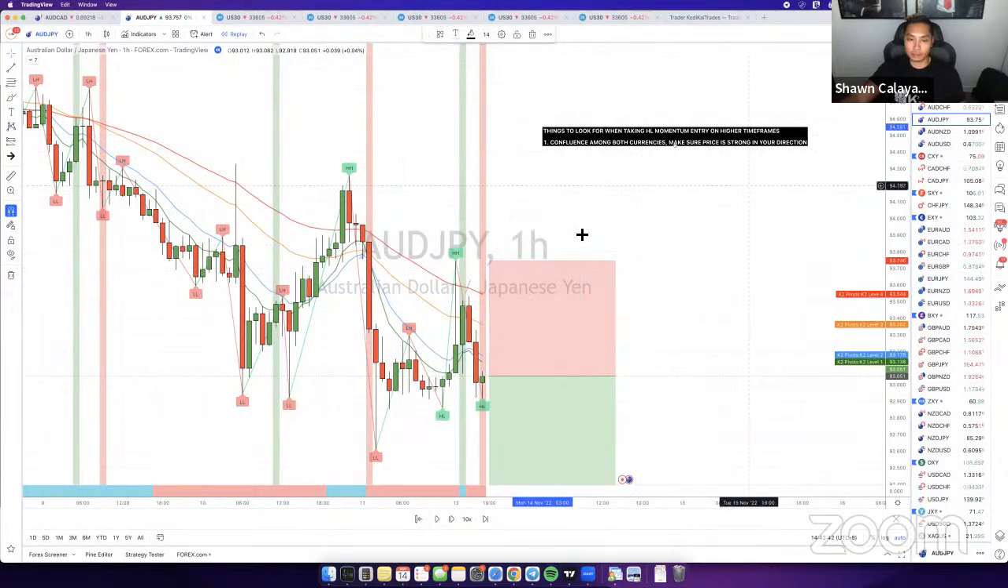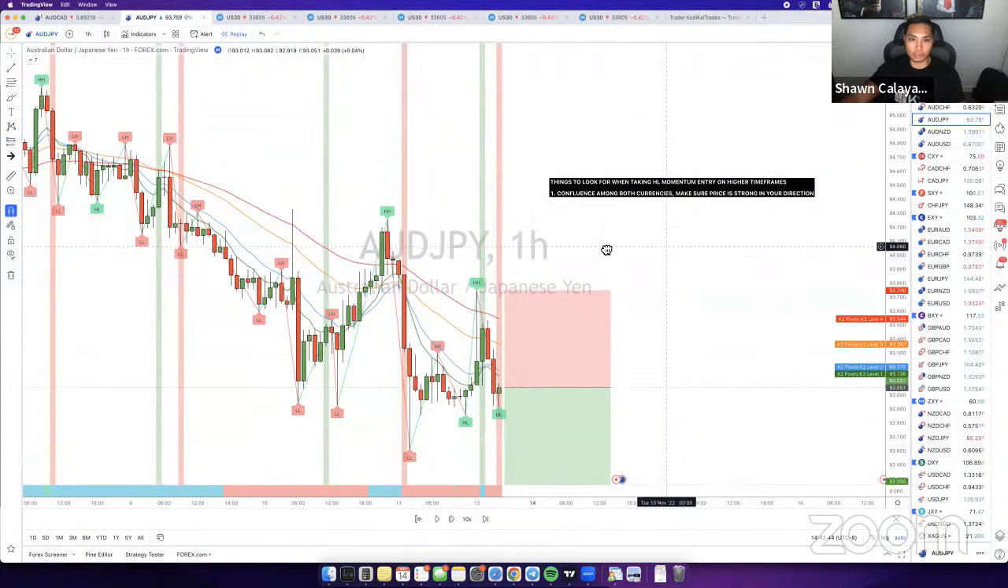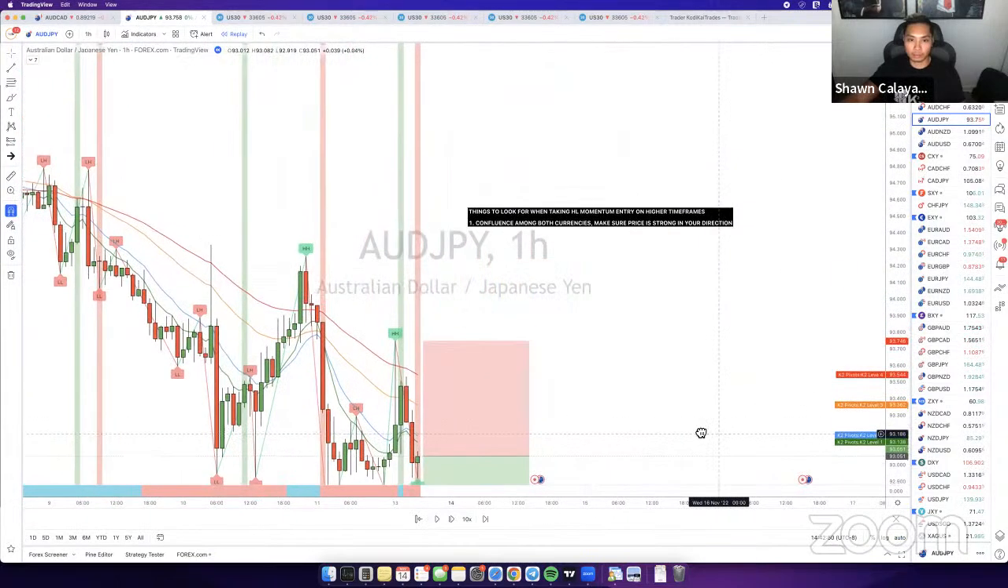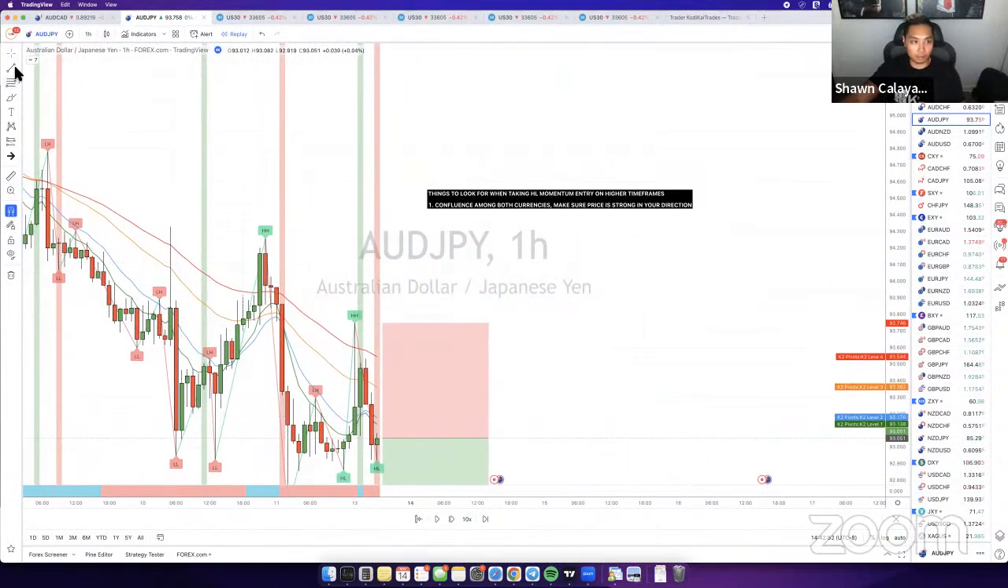So here's the thing that a lot of people don't realize. For example, right here, if you're taking an AUD JPY position, when price goes down, I feel like a lot of people don't know this. When price goes down, this means that the second currency is stronger than the first currency. So when price goes up, this means that the AUD is stronger because it's worth more than the JPY. When price goes down, that means that JPY is worth more than AUD.